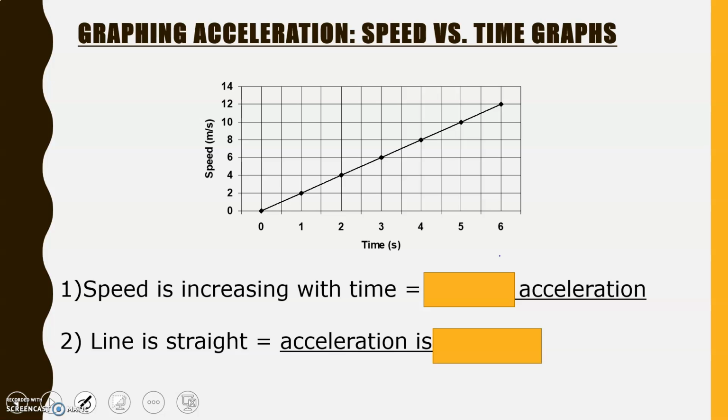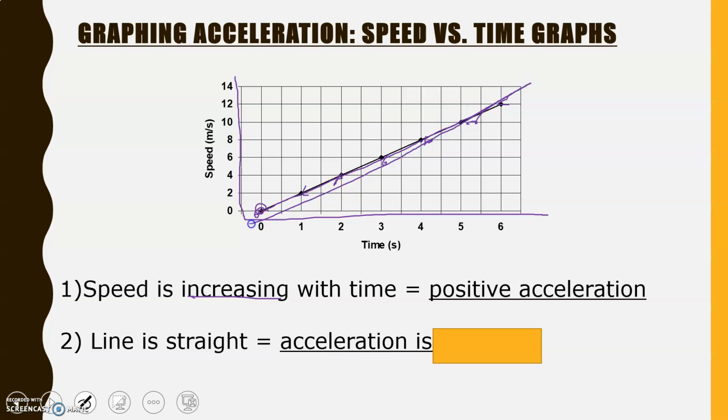All right, so now let's look at the speed versus time graph, or a velocity versus time graph. So far, just looking at the graph, you can see that we start at 0, we go to 2, 4, 6, 8, 10, 12. So our speed is increasing, right? So number one, if the speed is increasing with time, what kind of acceleration do we have? Is it positive or is it negative? Right, it's positive.